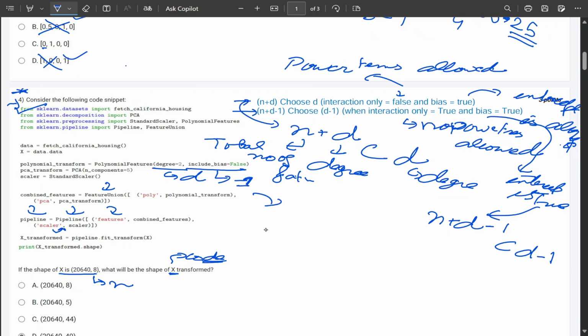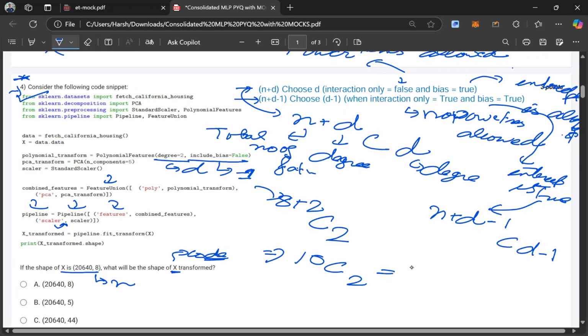So if you see this way, then you will have 8 plus 2, that is n plus d, choose 2. Okay, and after that you will subtract 1. So let's first calculate this. So 10c2, that will come to around 45. And now you have this n component. So this PCA will also create some features, right? So that will be plus 5. So that will be 50.